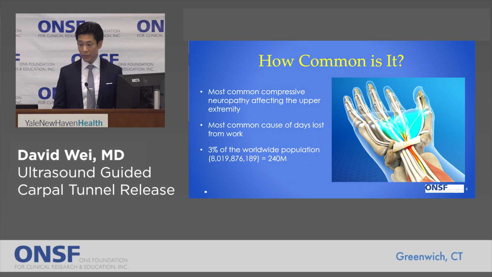It's very common. It is the most common compressive neuropathy of the upper extremity. It's also one of the most common causes of days lost from work. In fact, it's 3% across the worldwide population, so it's affecting 240 million people worldwide. And there's a very good chance that you're probably one of the people in the room. So, maybe 5 of us or 10 of us here in the room.